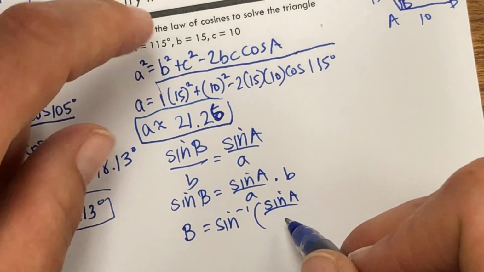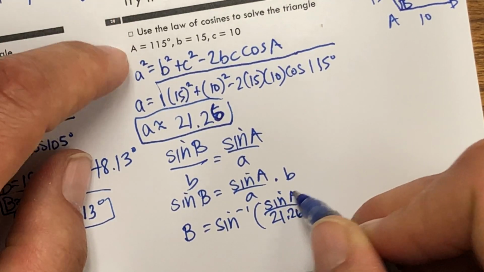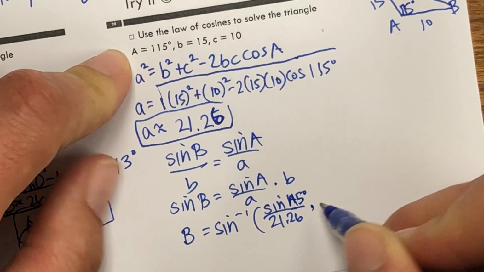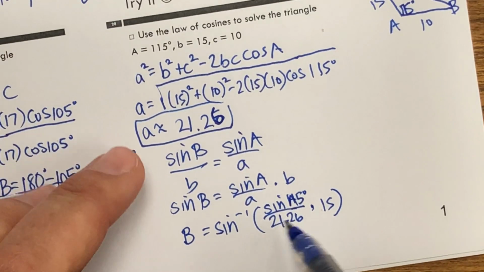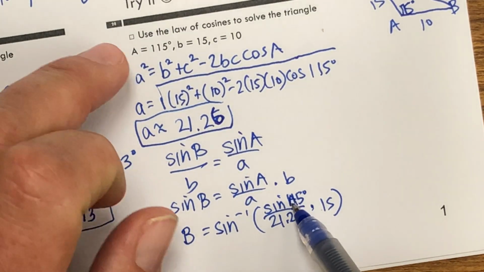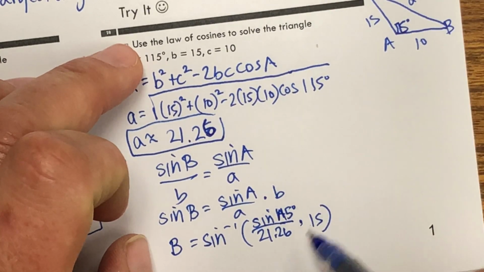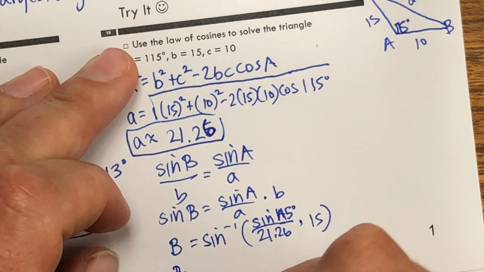Oh shoot, I should be writing this in. A is 21.26. Angle A is 115 degrees. Sorry if I jacked up your beautiful work. And then b is 15. I'm gonna slow down and make sure I didn't just mess that up. Sine of 115 degrees over side a, which I've got, times b, which is right. Okay, so now it's a calculator problem.